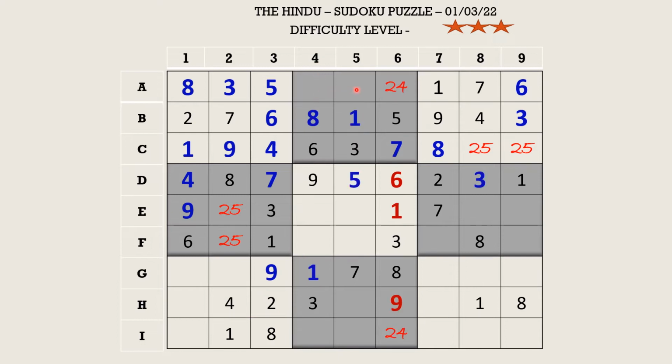In A row, the missing numbers are 2, 4 and 9. There is a 9 here in 4th column which blocks here. So A5 takes 9 and A4 takes 2, 4 pair.